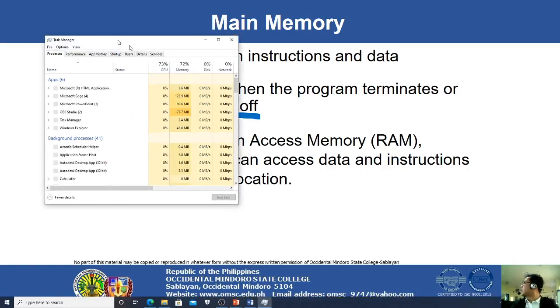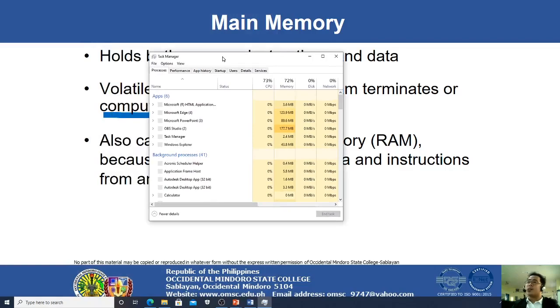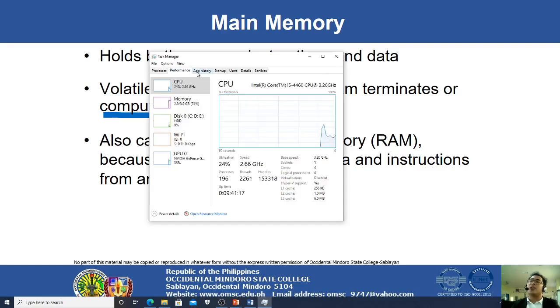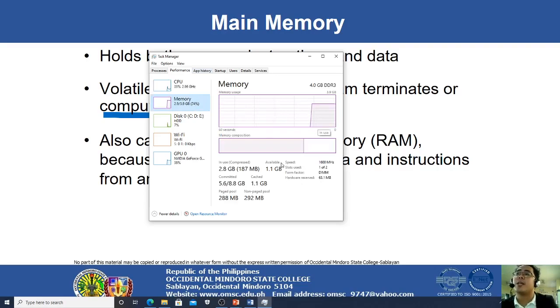So, this is an example of the memory. So, we have here the task. Okay? So, asan yung task? So, yung processes natin dito. Okay? Dito nyo makikita yung memory natin. So, this is our memory.